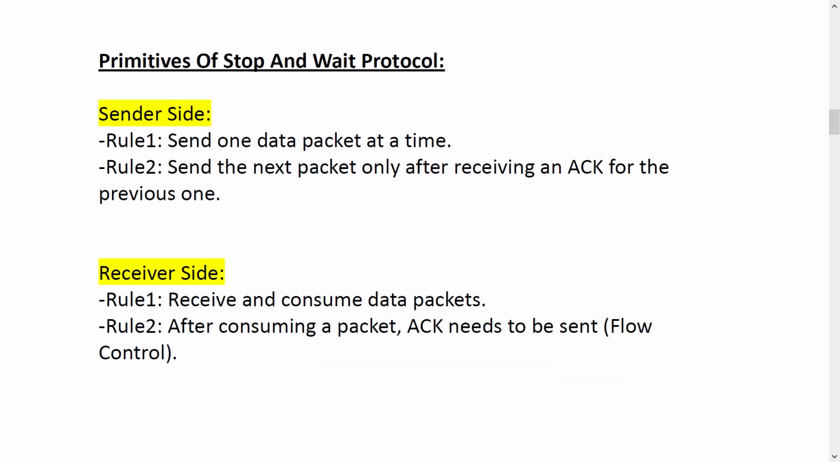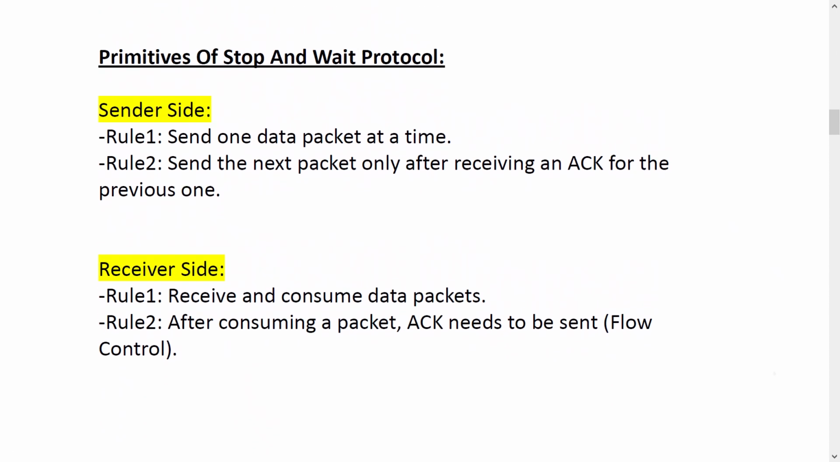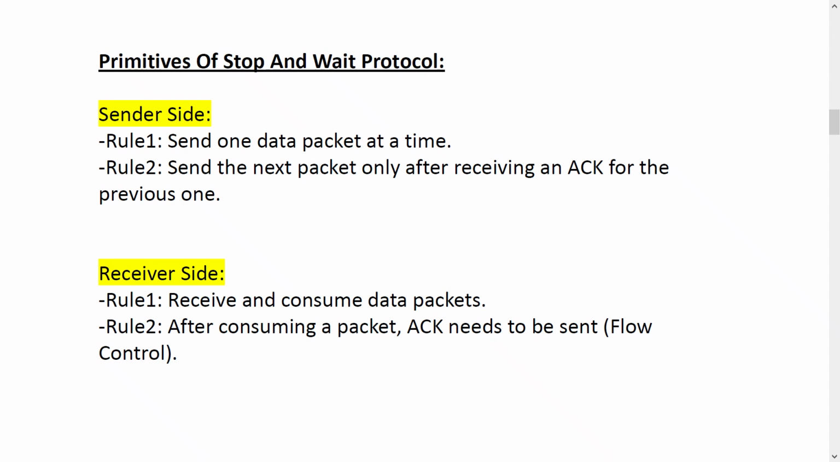So let's talk about the primitives of the stop and wait protocol from the sender side and the receiver side. What does the sender do? What does the receiver do? The sender functions according to two rules. Rule one, send only one data packet at a time, not a bunch of packets at a time. Rule two, send the next packet only after receiving an acknowledgement for the previous one. You cannot move forward sending another packet until you receive an ACK for the previous one. That's why the throughput performance of this protocol is very low.